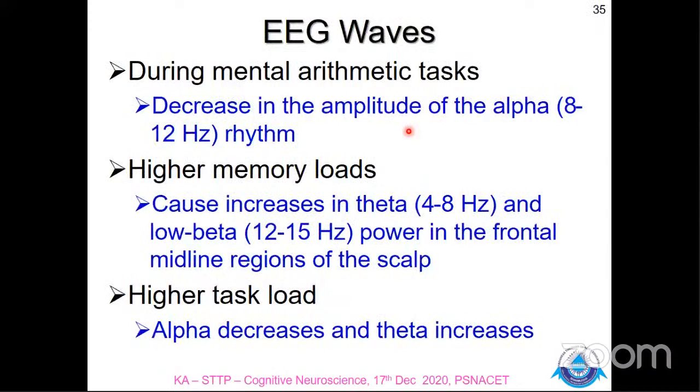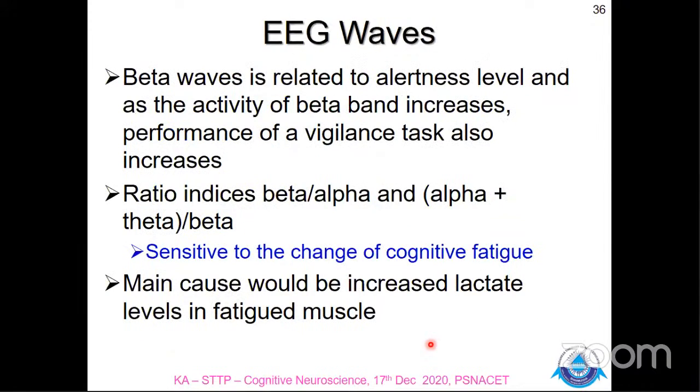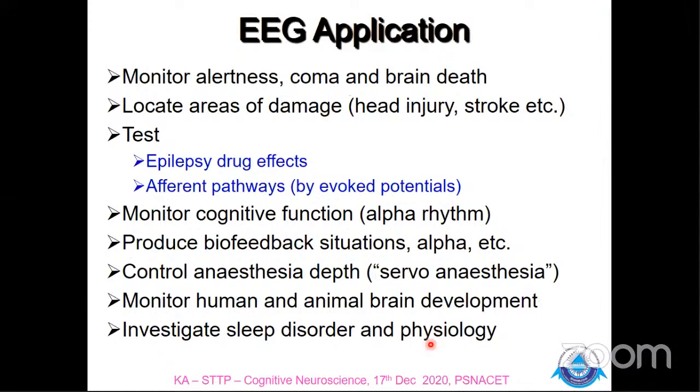So this is the EEG waveform. Suppose there is a mental arithmetic task; which rhythm is dominant? During a high workload condition, alpha decreases and theta increases. This slide gives the brain wave rhythms and the corresponding cognitive activity, which rhythm is dominant and which is less. So these are some of the EEG applications.